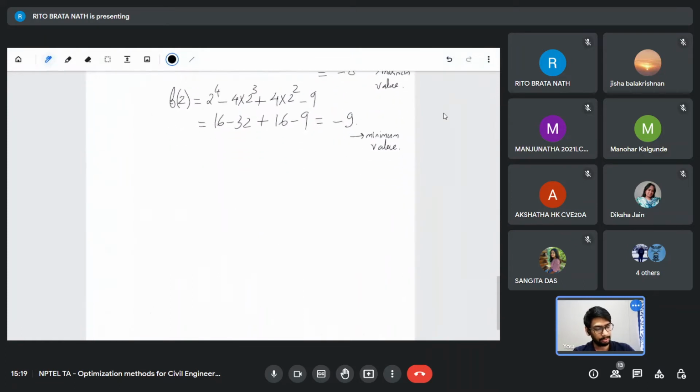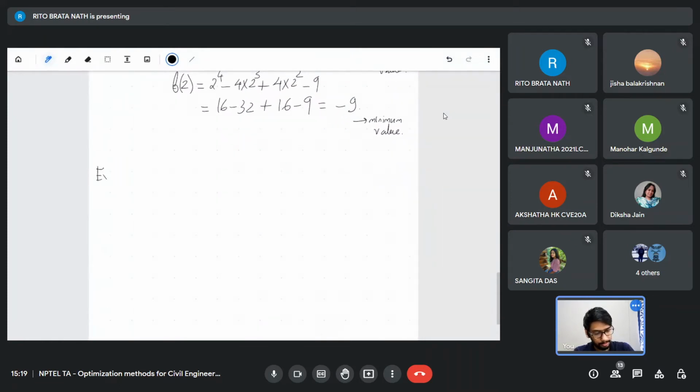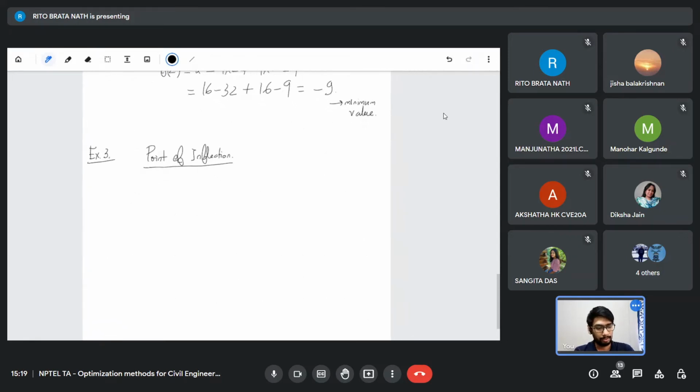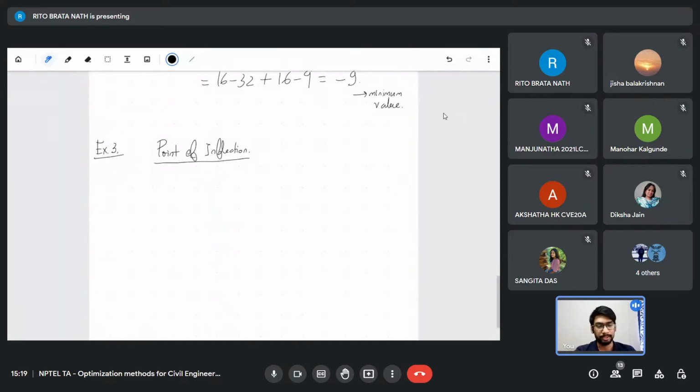So there is another concept. Let me go to the third example. So this is your point of inflection. Can anyone tell me what this point of inflection is? If you have studied it in the lecture, someone else probably this time can speak. You can unmute and tell me what it is, or even the chat is fine. If you want to use the chat and answer it, that's also fine.